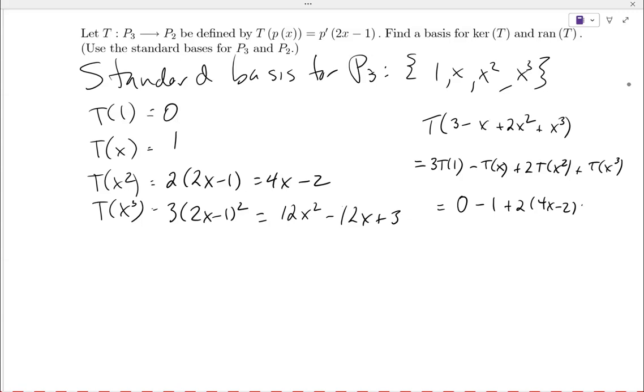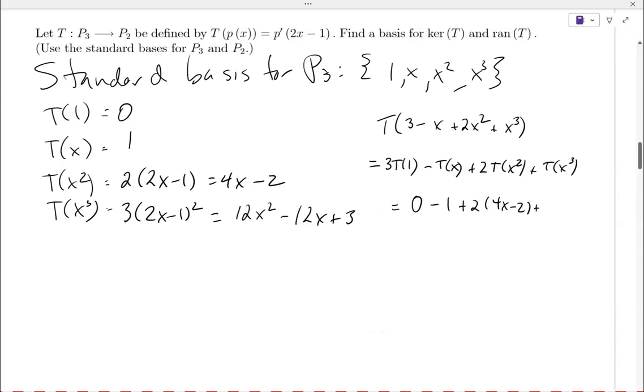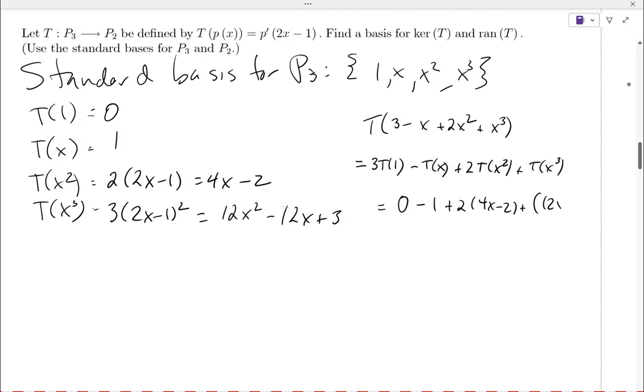We already did all these other pieces here. So I can plug in the 0 for t of 1. That just gives me 0. Plug in the 1 for t of x. Plug in 4x minus 2 for t of x squared. And plug in the 12x squared minus 12x plus 3 for the t of x cubed. And rearrange here. You get 12x squared. What is that? Minus 12 plus 8 is minus 4x. Minus 4 plus 3 is minus 1.